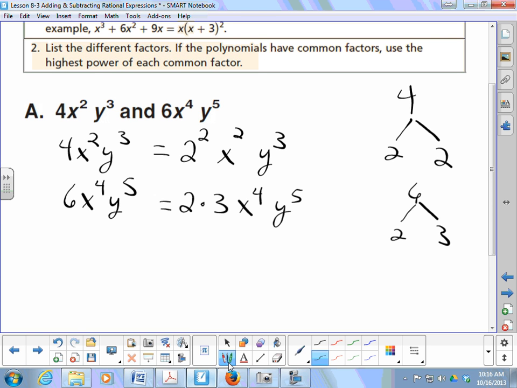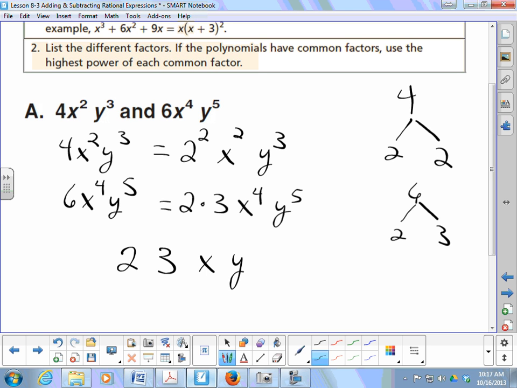How many different characters do you see up there? A 2? Okay, there's a 2, right? There's a 3. What else? X and Y. Okay, 2. So my answer, I have a 2, a 3, an X, and a Y. Okay? Now, what's the highest power of each one of them?